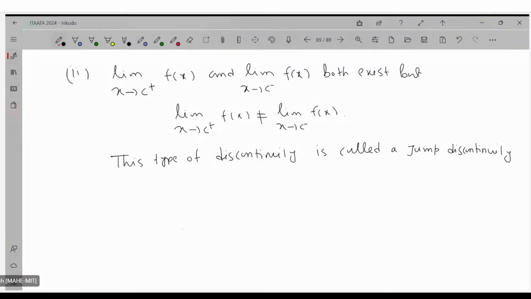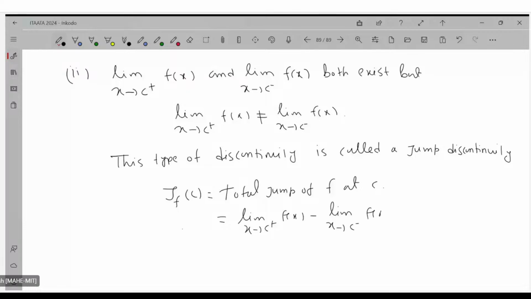This type of discontinuity, I am just writing discontinuity. In this case, c will be called the point of the jump discontinuity, and we can define the total jump of the function. Let's define J_f(c), the total jump of f at c. It is the limit as x tends to c plus of f(x) minus the limit as x tends to c minus of f(x). The notation we'll use is f(c+0) minus f(c-0). This is the total jump of the function.